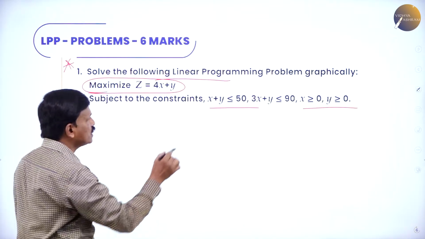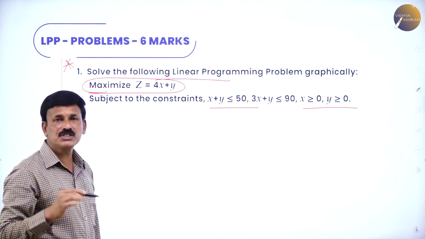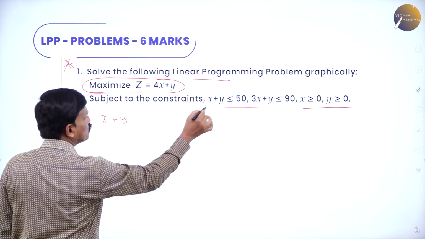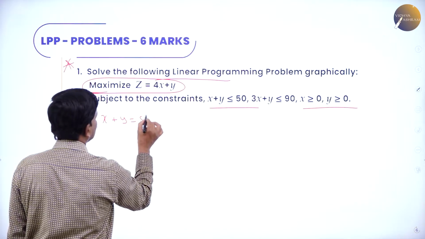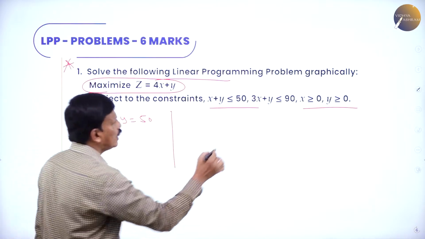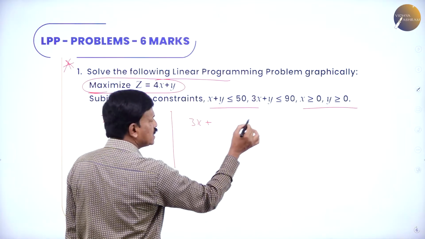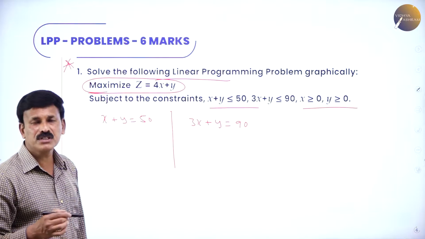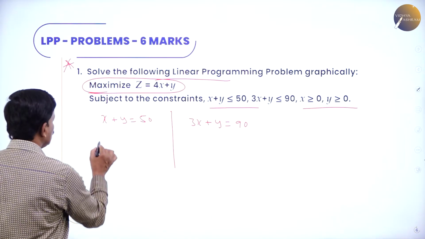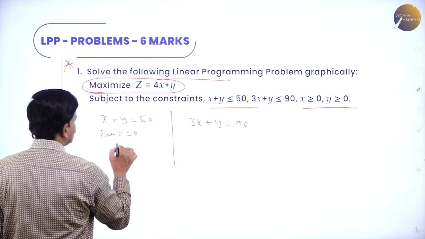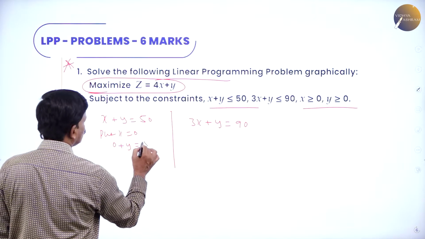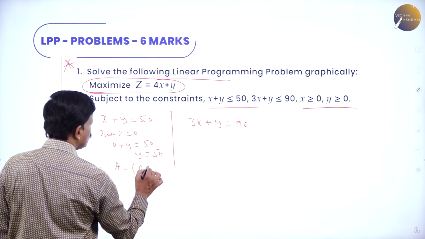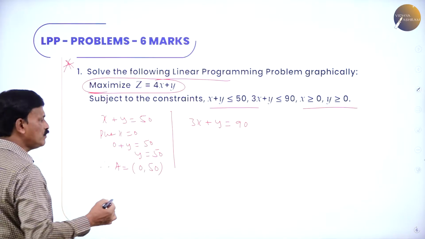So maximize z is equal to 4x plus y, subject to the constraints. Now let us convert these constraint inequalities into the equation form. So x plus y is less than or equal to 50 can be written as x plus y is equal to 50, and 3x plus y is less than or equal to 90 can be written as 3x plus y is equal to 90. Now solve this, find out the coordinates A and B. Put x is equal to 0. Then 0 plus y is equal to 50, y is equal to 50. Therefore, the coordinates of A are 0, 50.